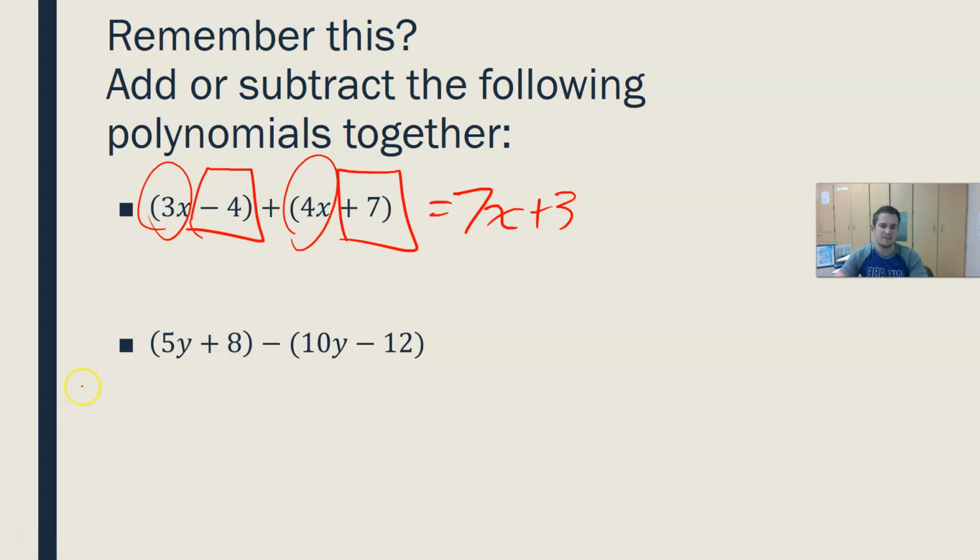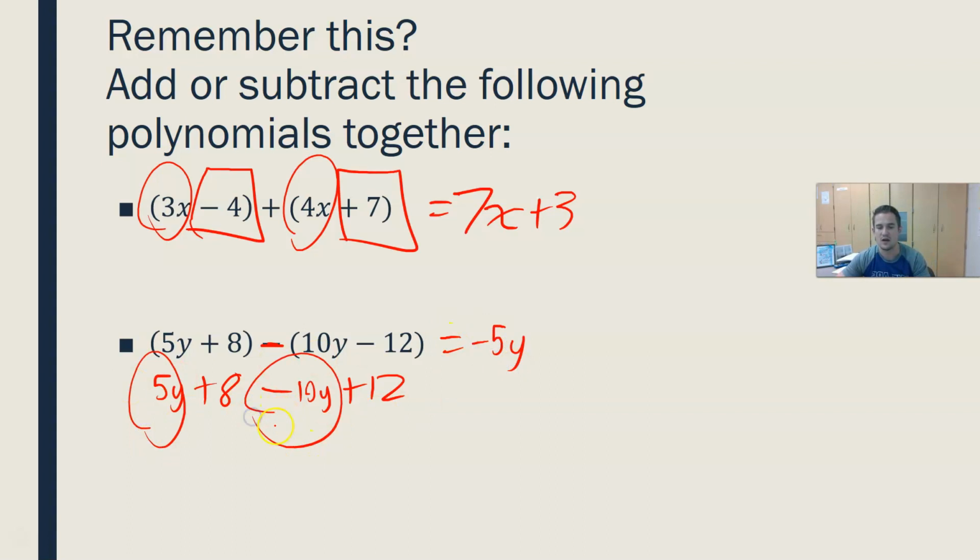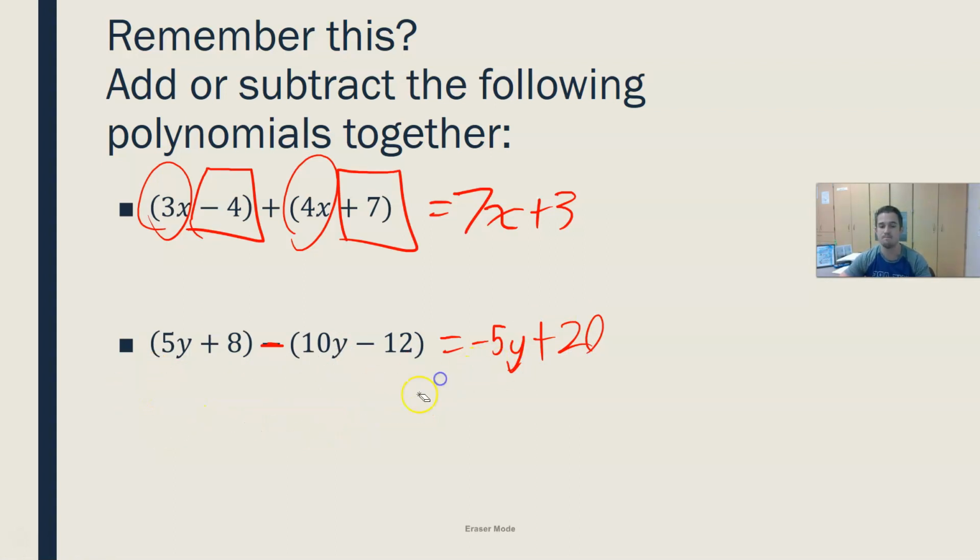What about when I was subtracting polynomials? What was the difference there? Well, when I was subtracting polynomials, remember that I rewrote this second polynomial because there's a negative in front of it, and I changed all the signs. So this became a negative 10y and a positive 12. So then 5y minus 10y gave me negative 5y. And 8 plus 12 gave me 20. So I had negative 5y plus 20. Okay? So that was adding and subtracting polynomials. Hopefully we feel pretty comfortable with that.